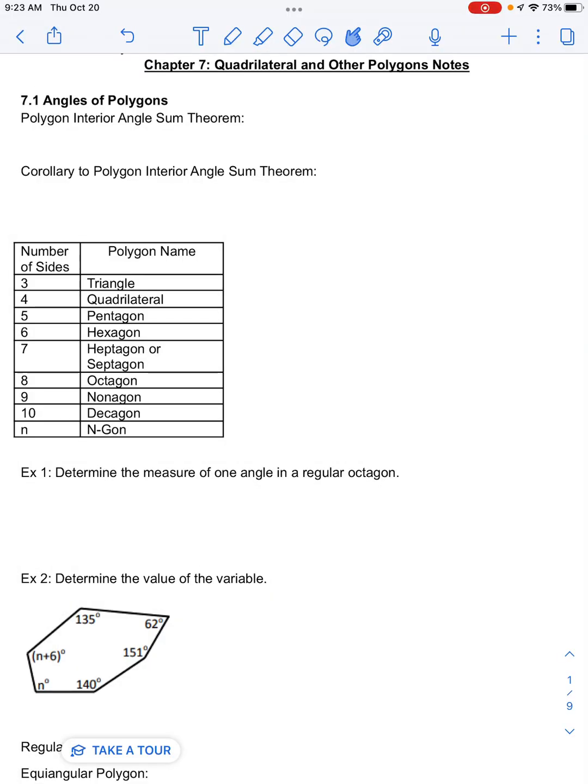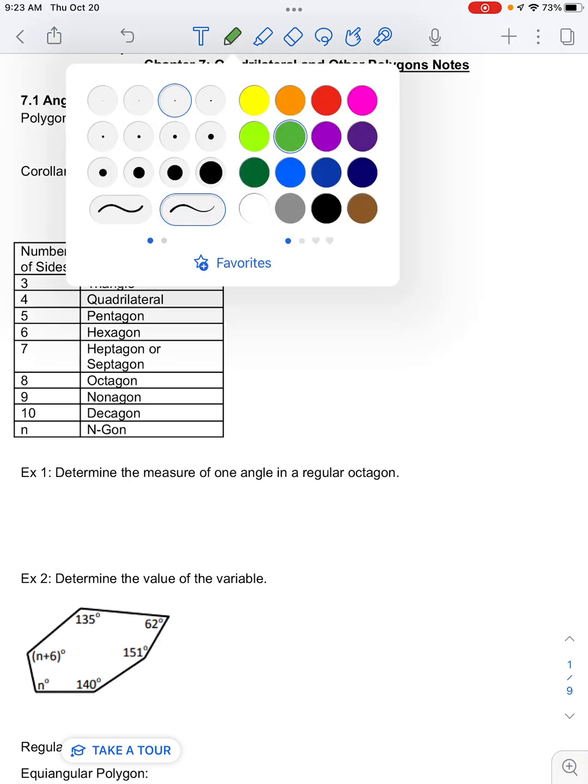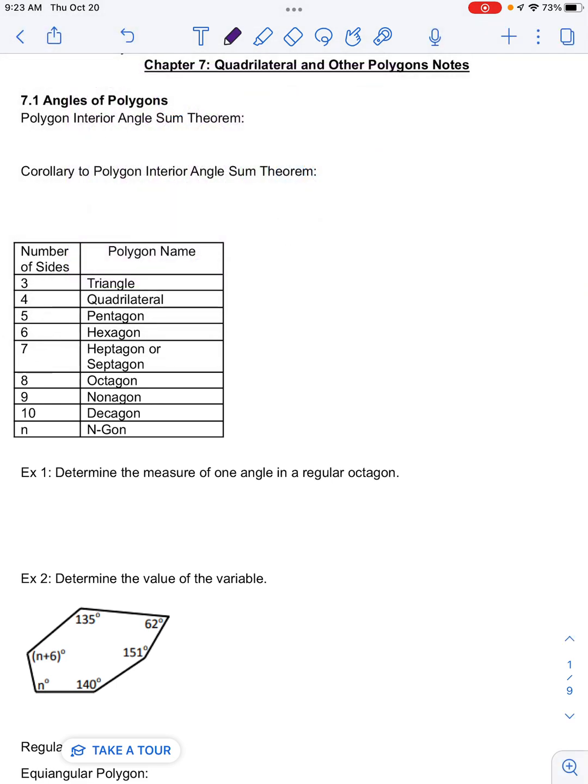So we're going to look at angles of polygons today. A polygon is a closed figure with sides. The polygon interior angle sum is (n minus 2) times 180, where n equals the number of sides.